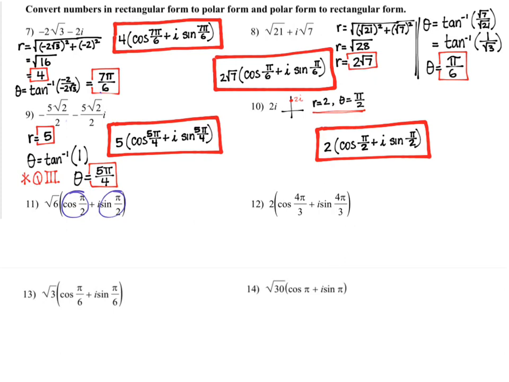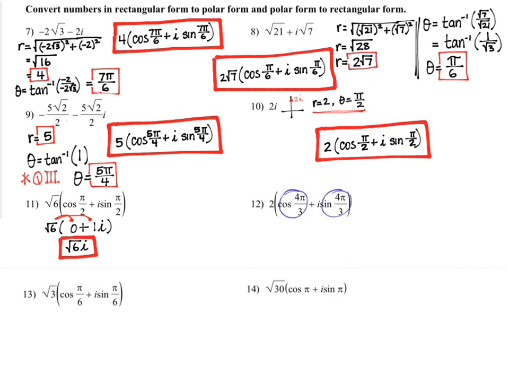In the next couple problems, we're taking it from polar form and we're going to put it in standard form, or they refer to it up here as rectangular form. We call it in our class standard form, the a plus bi format. To do that, we actually just compute the sine and the cosine, and then we distribute our r. So we have the square root of 6 times that. Distributing it, we end up with just square root of 6i.